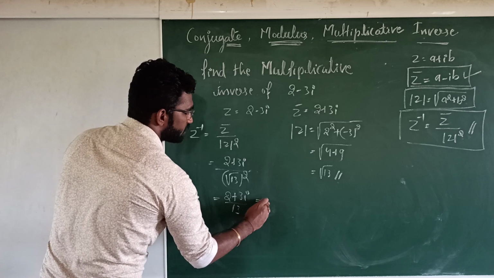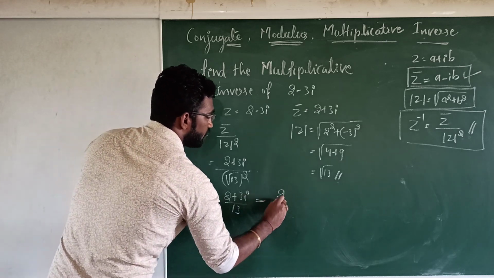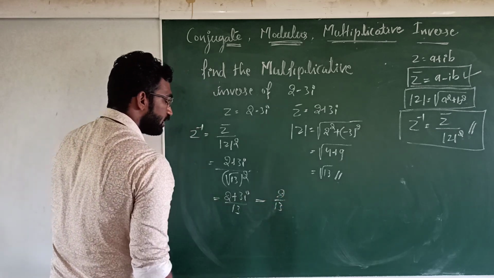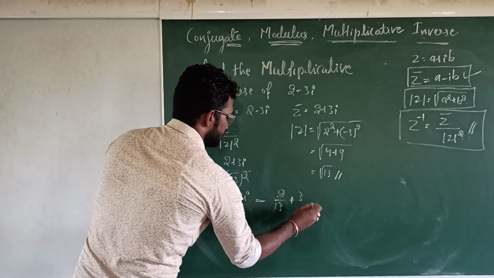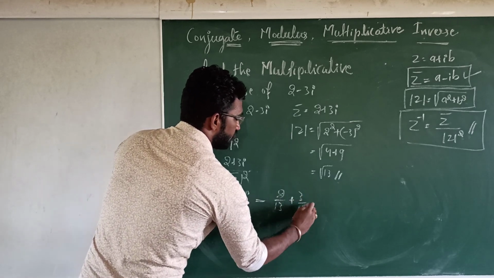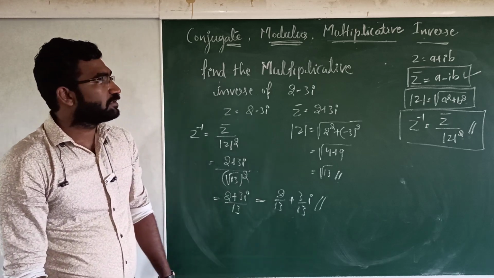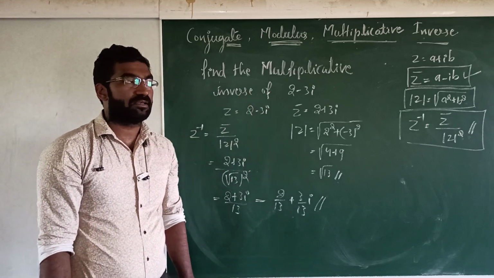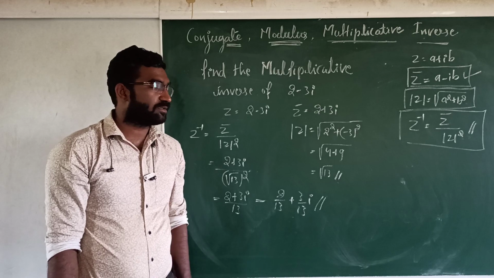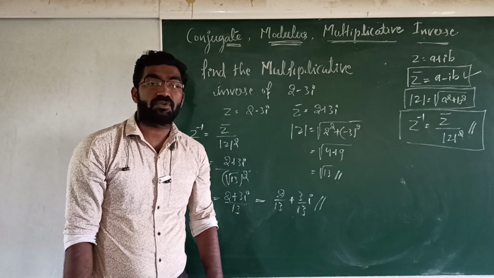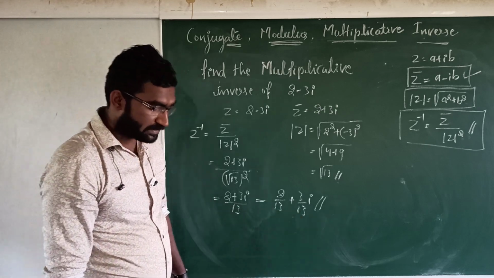So you can write it in the standard form, that is nothing but 2 divided by 13, which is the real part, plus 3 divided by 13 i. So this is the answer, right? Like this you can find as many as you want. Some 2 to 3 questions are there in your exercise also.